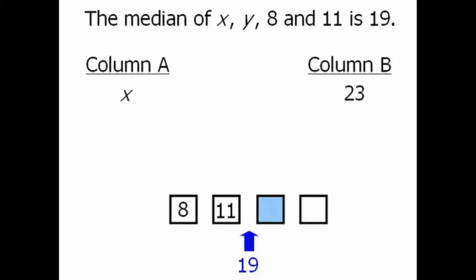Earlier, we determined that the average of these two middle numbers must be 19. So from this, we can conclude that our third number is equal to 27. Now what about the last box? Well, we know that these numbers are arranged in ascending order, so our last box could have the value of 27, or any number greater than 27.